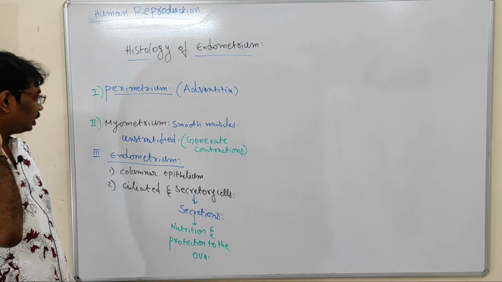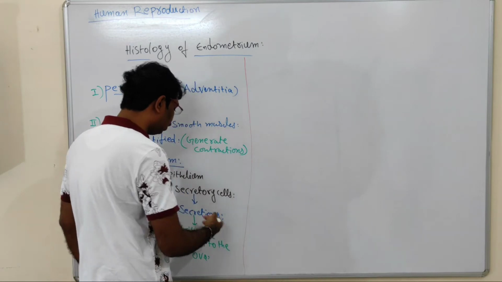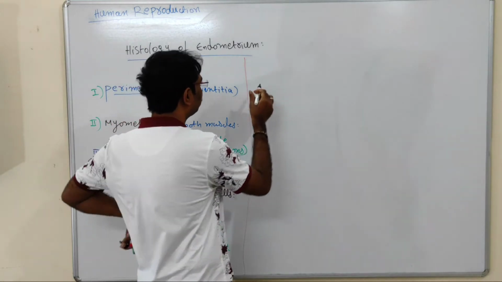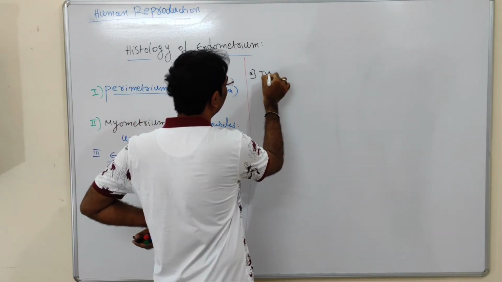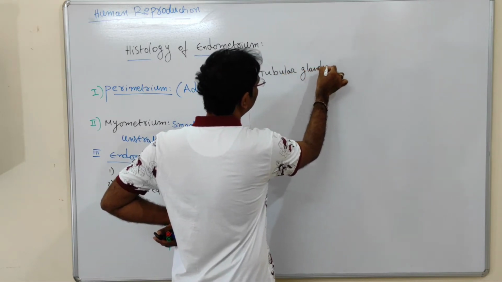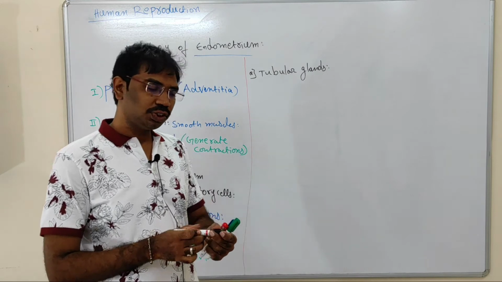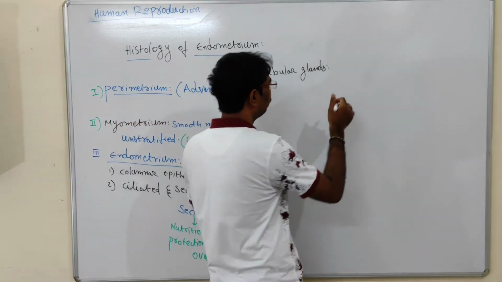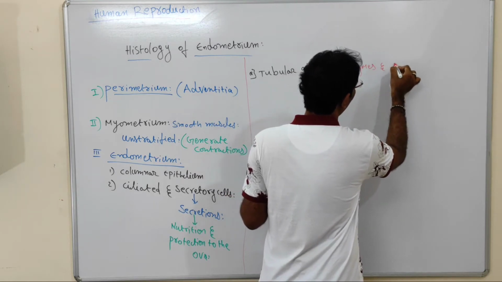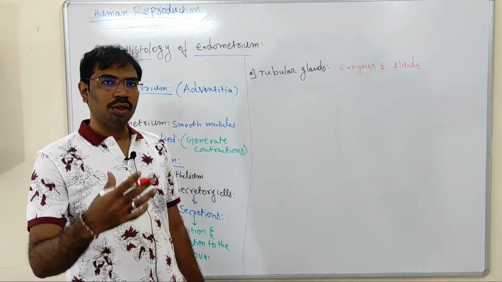Another important feature: the endometrium contains some structures. Which structures are present in the endometrium? It contains tubular glands. What is the function of the tubular glands? The tubular glands secrete fluids and also produce enzymes. Enzymes and fluids are produced by the tubular glands.